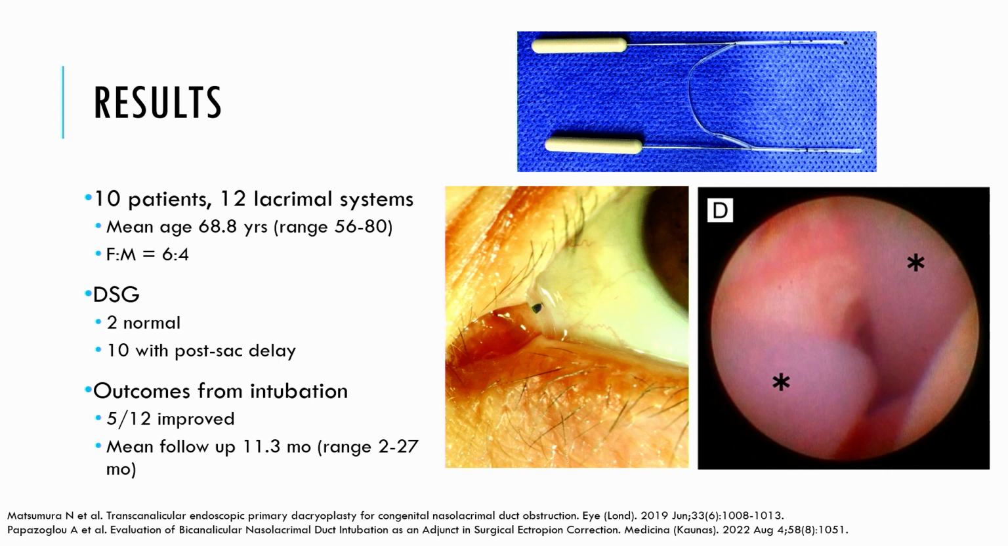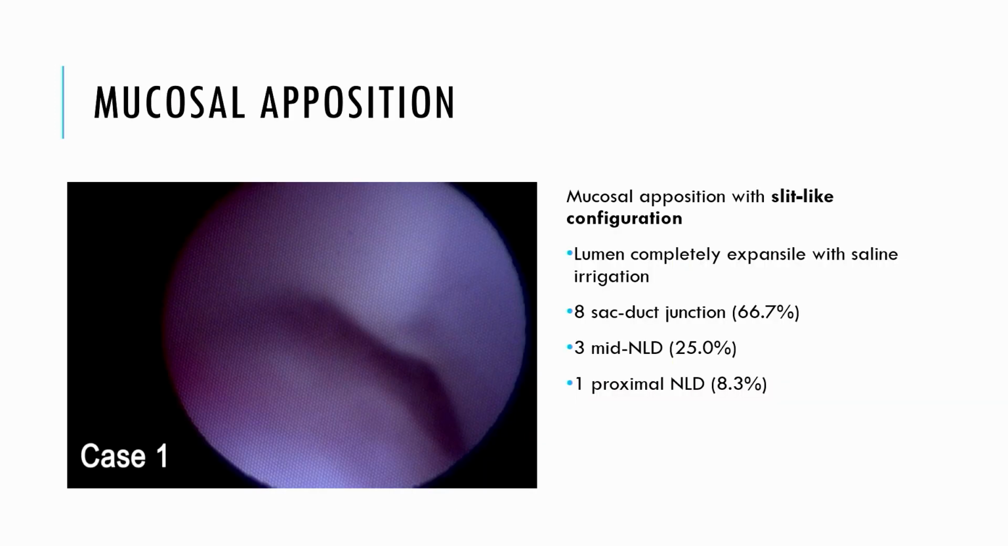And here are just some diagrams demonstrating what the nunchaku stents look like. On the bottom left, it's demonstrating it sitting within the eye, and on the bottom right, demonstrating the dacroendoscopic view as it goes into the lumen of the nasolacrimal duct. So mucosal apposition is what we've described as the walls, either at the sac duct junction or within the nasolacrimal duct, being completely opposed or being slightly opposed and having a slit-like appearance, and this lumen only becoming expansile with saline irrigation.